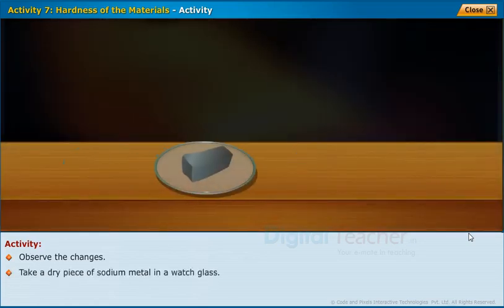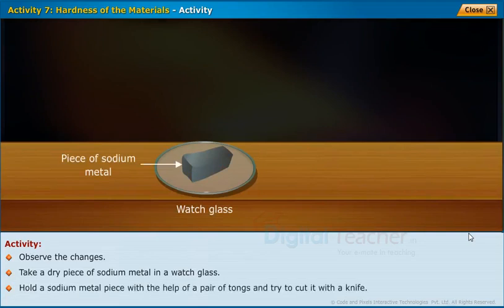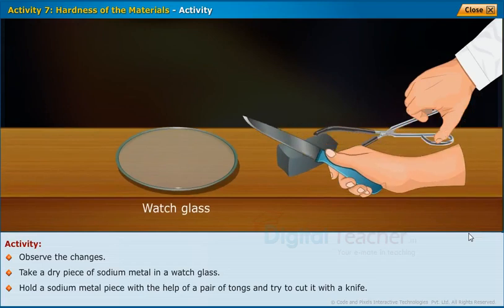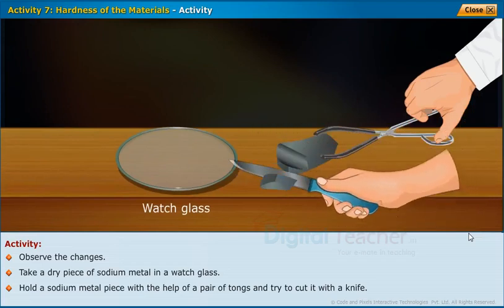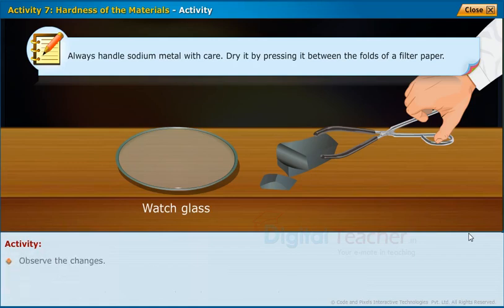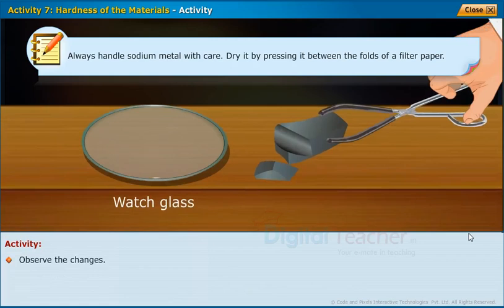Take a dry piece of sodium metal in a watch glass. Hold a sodium metal piece with the help of a pair of tongs and try to cut it with a knife. Note: always handle sodium metal with care. Dry it by pressing between the folds of a filter paper. Observe the changes.